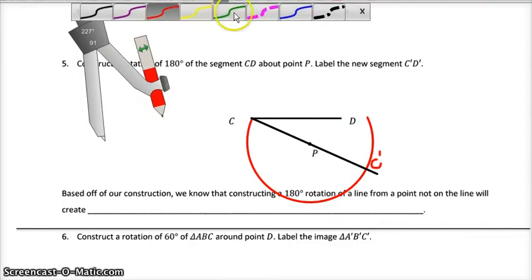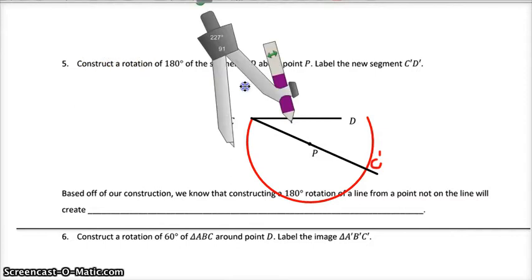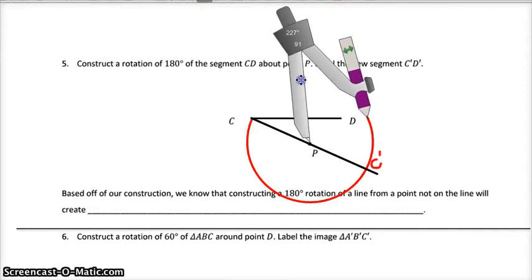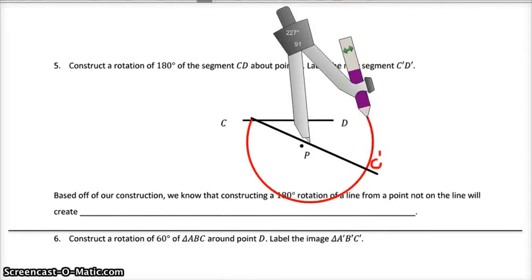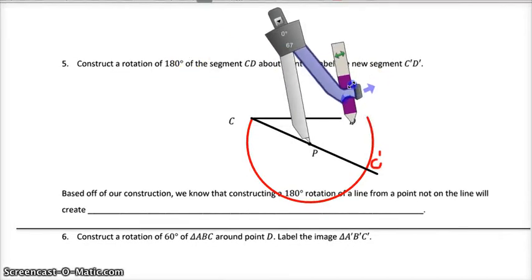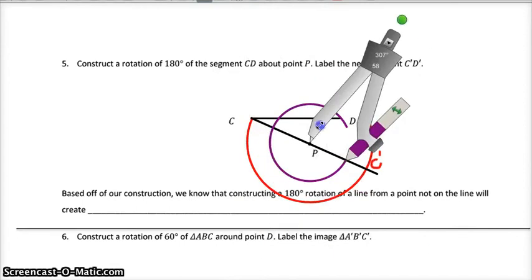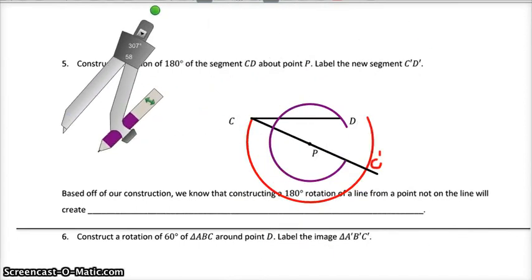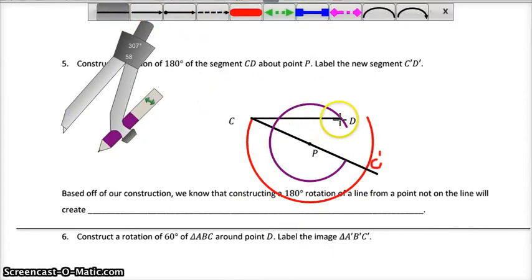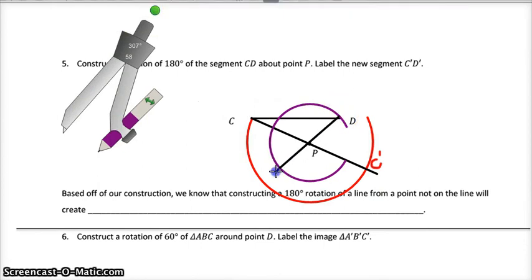Same motion now, just a new point. We always start with P as our center. We're going to stretch our compass into D, counterclockwise, more than halfway. If you want to make a full circle, that's fine too. From D through P, that's our D prime, and connect to finish.